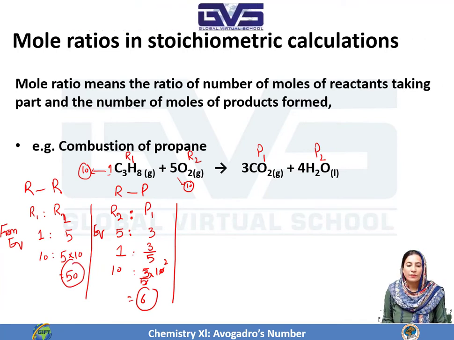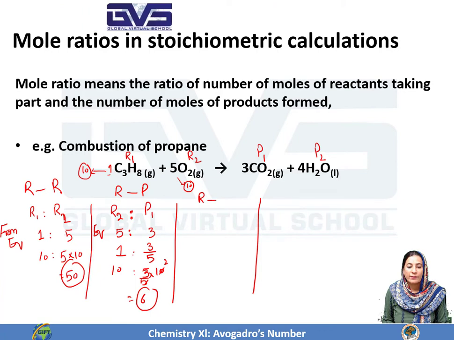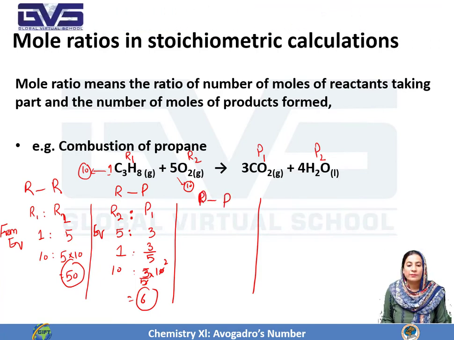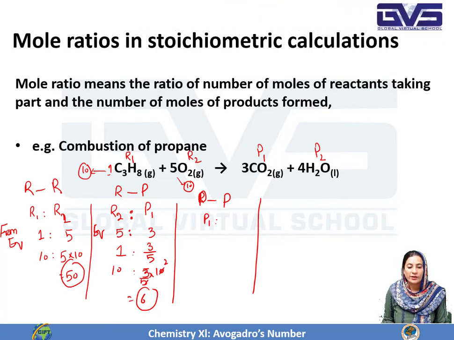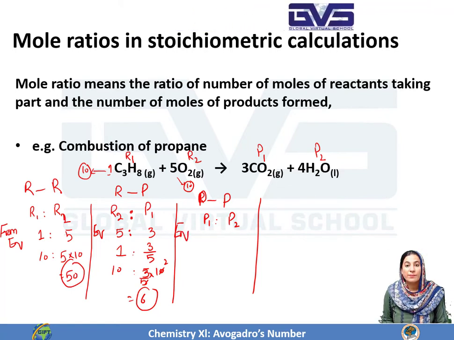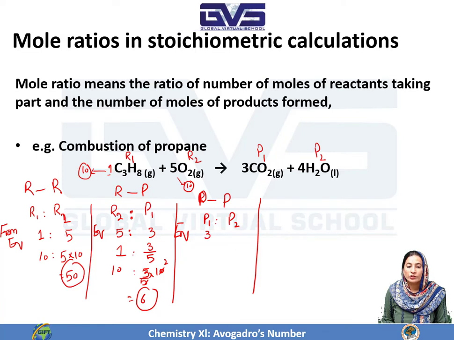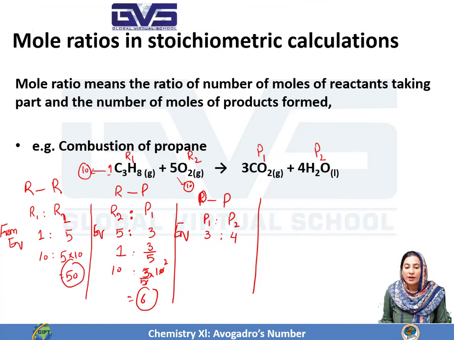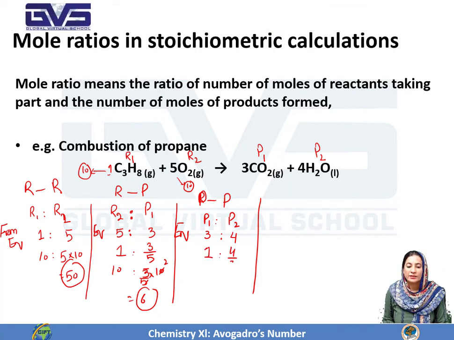Okay. The third relation is the product and product relation. Here are two products, so I am taking P1 and P2, the ratio P1 to P2. First of all, the balanced chemical equation is telling us that when there are 3 moles of carbon dioxide, then the moles of water formed are 4. When this is 1, it will be 4 by 3.